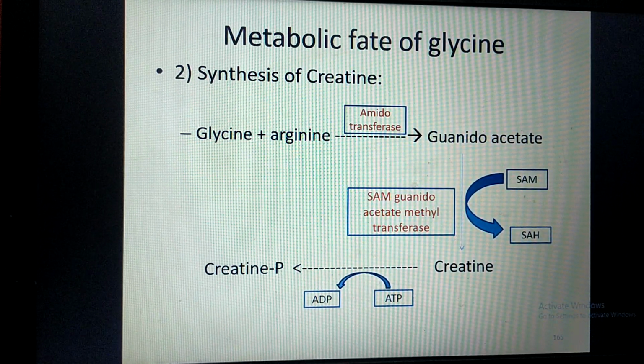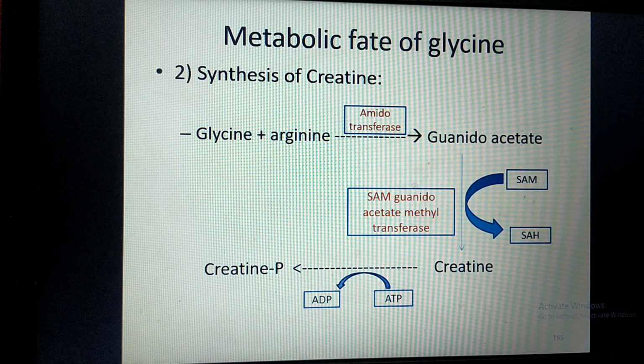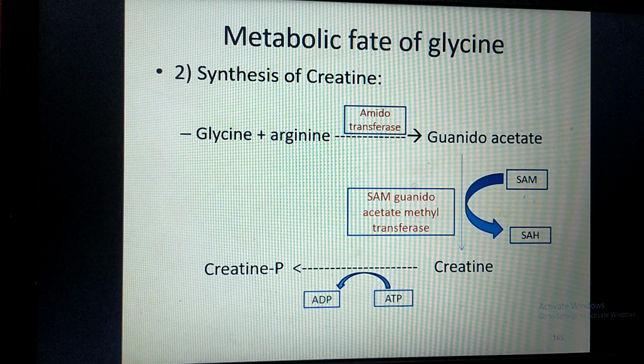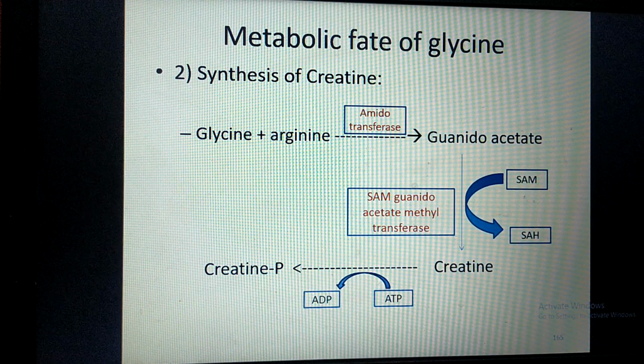Coming to the creatine synthesis, first glycine combines with arginine to form guanidoacetate. The enzyme is amidotransferase. Now this guanidoacetate acts as a methyl acceptor which accepts methyl from S-adenosyl methionine, SAM, and gets converted into creatine. And after removal of the methyl group, as we have just seen, S-adenosyl methionine is converted into S-adenosyl homocysteine. The enzyme required for this step is S-adenosyl methionine guanidoacetate methyl transferase.